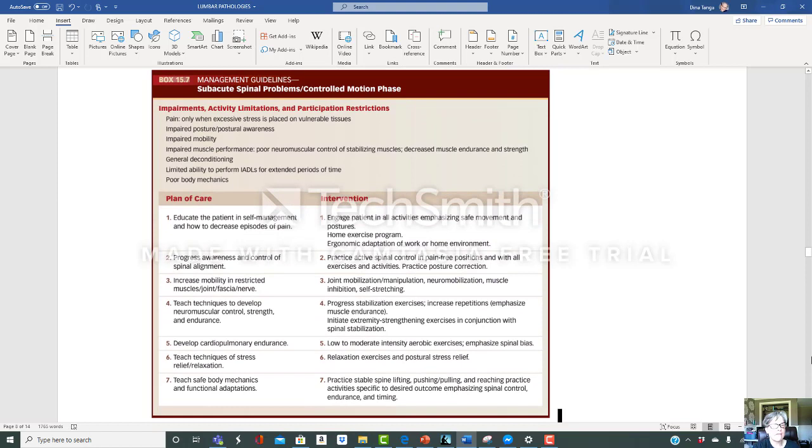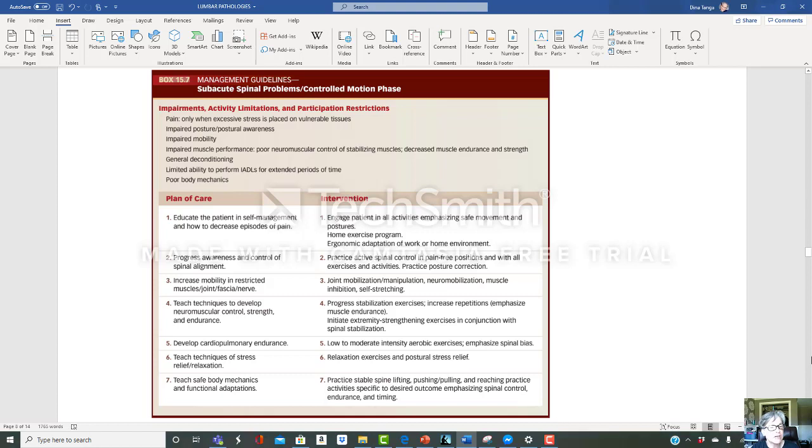So, box 15.7, management and guidelines, subacute spinal problems, controlled motion phase. Impairments, activity limitations, and participation restrictions: pain, only when excessive stress is placed on vulnerable tissues. Impaired posture, postural awareness, impaired mobility, impaired muscle performance, poor neuromuscular control of stabilizing muscles, decreased muscle endurance and strength, general deconditioning, limited ability to perform IADLs for extended periods of time, and poor body mechanics.